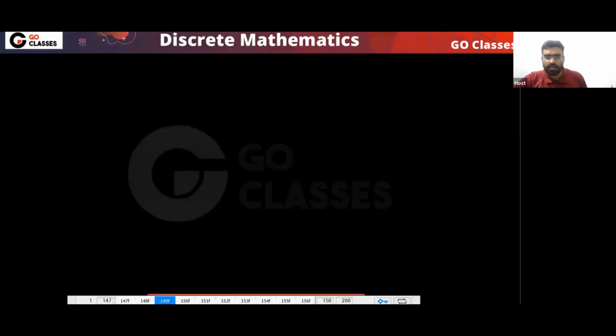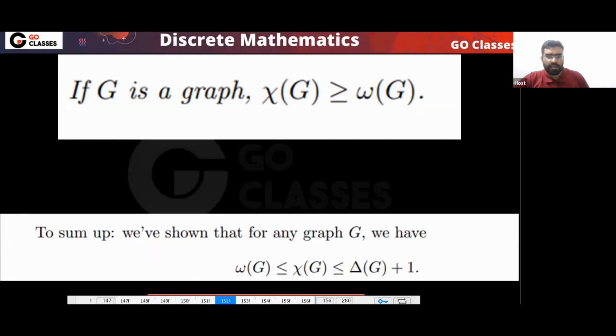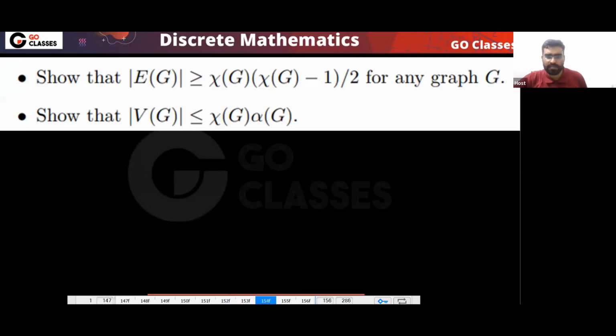Okay. So all the things we have seen, if G is a graph, then chromatic number will definitely be what? Greater than or equal to clique number. So this equation we have, that chromatic number will be between clique number and maximum degree plus 1. So between that.